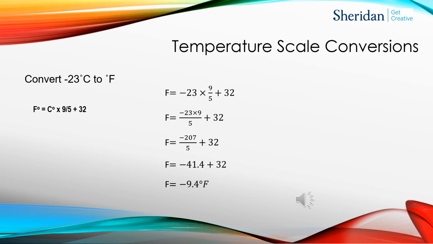First thing I do is multiply minus 23 times 9, and then I divide it by 5. That minus 23 times 9 comes out to minus 207. I divide that by 5. That gives me minus 41.4 plus 32 degrees. When I perform that operation, you've got to remember I'm taking a minus number and adding a plus number to it. It comes out to minus 9.4 degrees Fahrenheit.